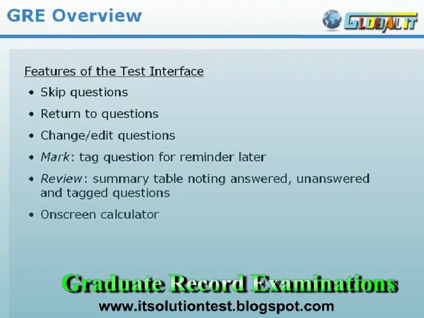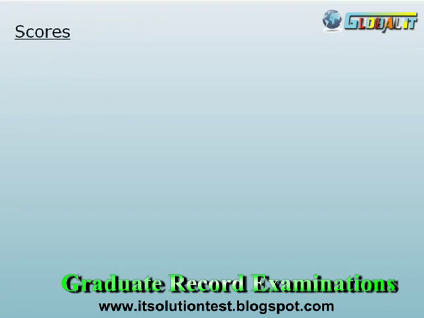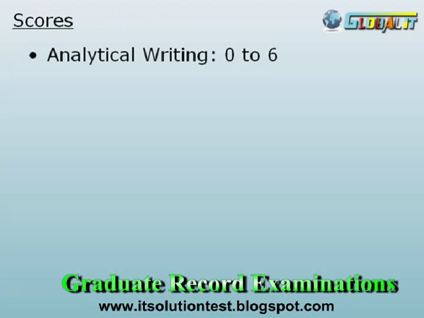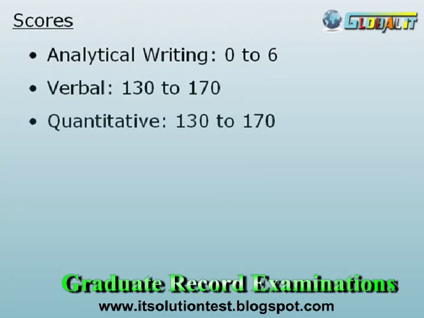Okay, so now that we've discussed the various sections of the GRE, as well as the test interface, let's talk about the scores you'll receive. First, there's an analytical writing score between 0 and 6 that's given in half-point increments. There's also a verbal score between 130 and 170 in 1-point increments, and there's a quantitative score between 130 and 170 in 1-point increments as well.